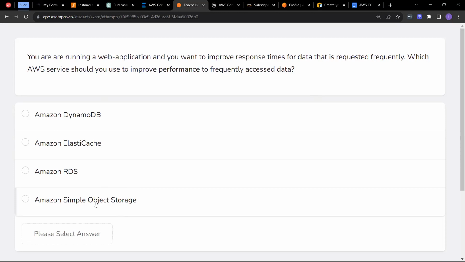We have Amazon Simple Storage Service, so we are not even looking at storage here. In the question, we are looking at processing of data. Yes, it's very tricky.